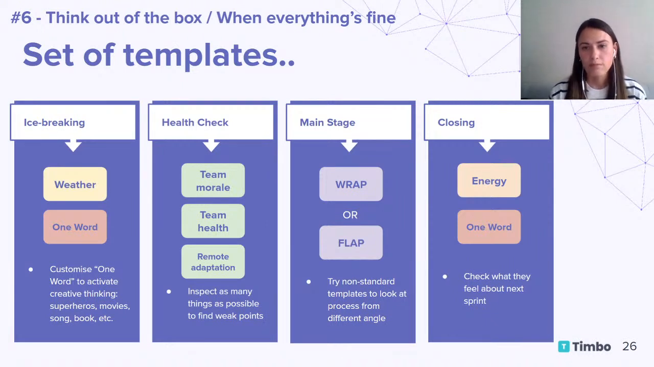And for the closing one, again, something like measuring their energy and motivation for the next sprint, and something like one word about what they feel about the next sprint to see how motivated they are. So the main idea here is that you need to start with something creative so that the team gets out of the box, and then you can change some of the well-known techniques for the main stage. Of course, if you have more time, it would be great to review current processes and use some advanced techniques, but that will also give you some change.